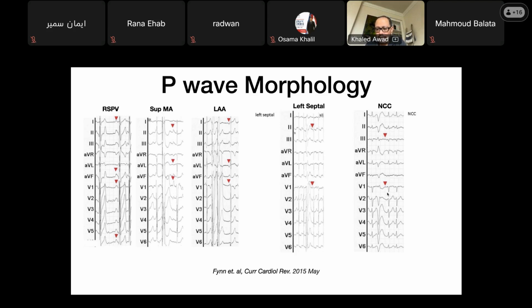Again, we look here at the P-wave morphology, and you can see something that looks very negative, maybe turns positive a little late in the precordium, maybe not. Negative in the inferior leads, and at the same time, slightly positive in lead one.